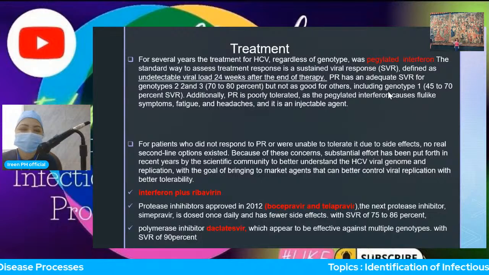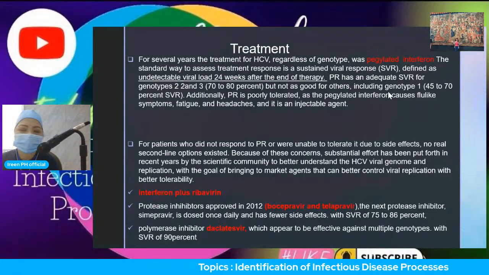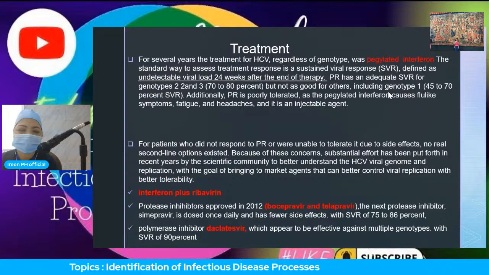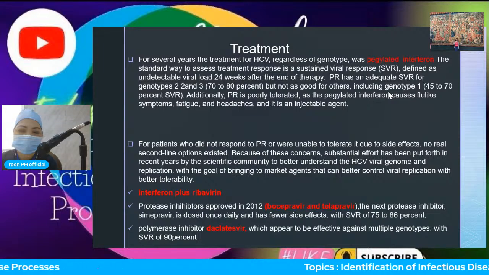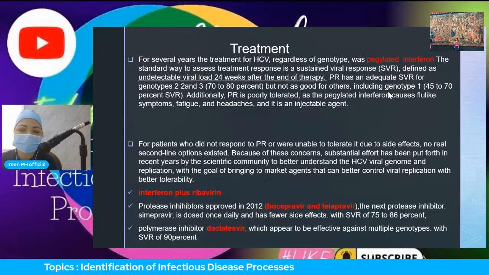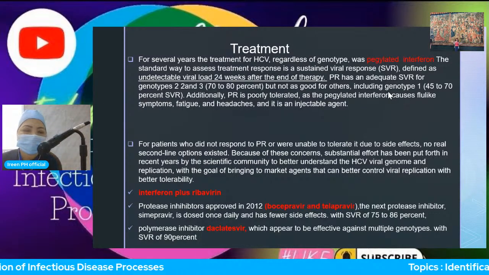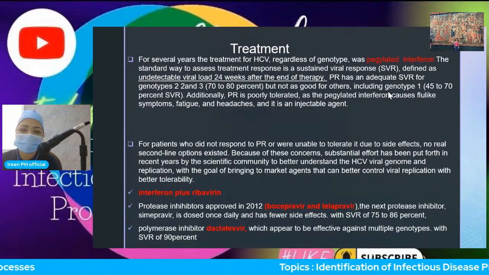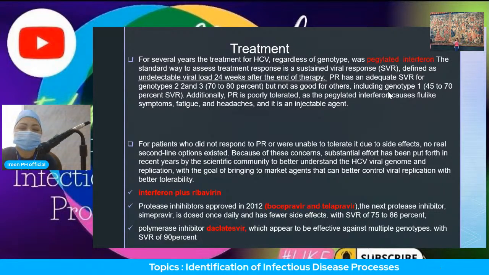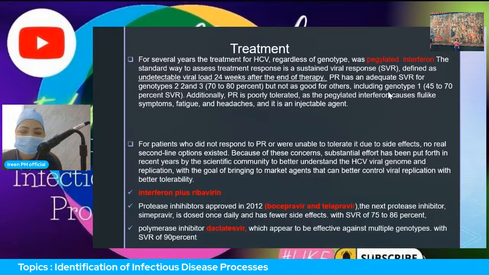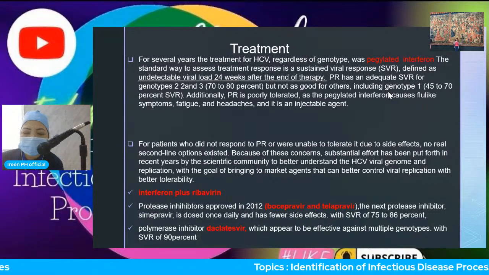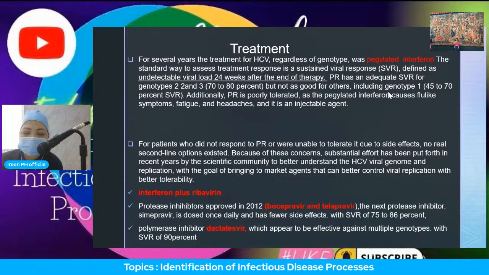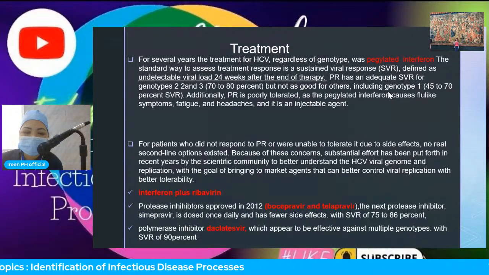The treatment. For several years, the treatment for Hep C virus, regardless of genotype, was interferon. The standard way to assess treatment response is a sustained viral response, defined as undetectable viral load 24 weeks after the end of the therapy. For patients who did not respond to it or were unable to tolerate it due to side effects, no real second line option existed.